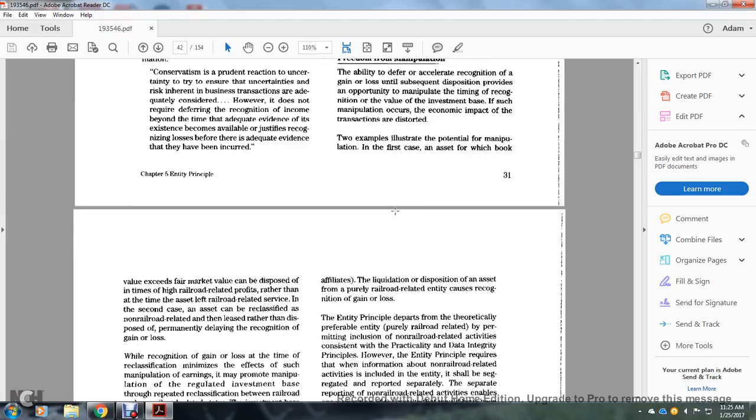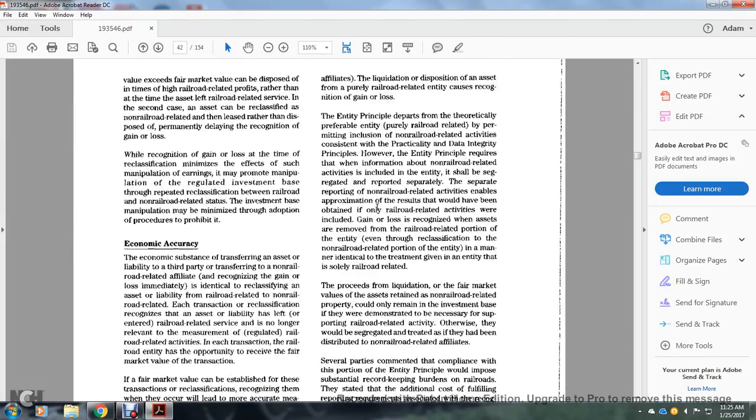Two examples illustrate the potential for manipulation. First case: assets with book values exceeding the fair market value can be disposed of at any time of high railroad profits, rather than at the time the asset left the railroad-related activity. In the second case, an asset is classified as not related to the railroad and leased rather than disposed of, permanently delaying the recognition of the gain or loss.